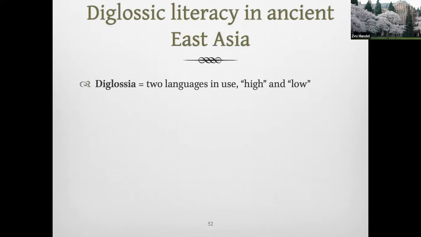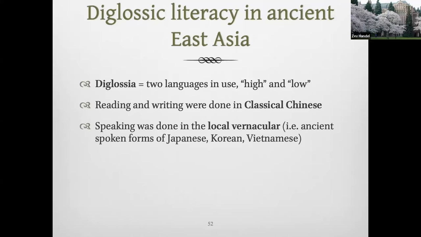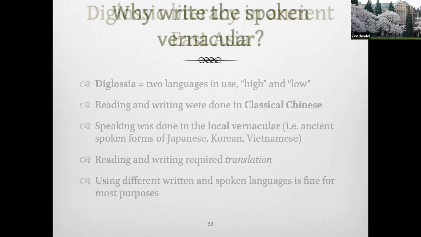So you're living in a world that is characterized by what we call diglossia. There's a high prestige language where all the reading and writing is happening. And there's a low prestige language, which is how everyone is talking to each other at home and in the streets. The high language is classical Chinese. The low language is whatever is in the area you're in. And reading and writing require translation, which is fine for most purposes.